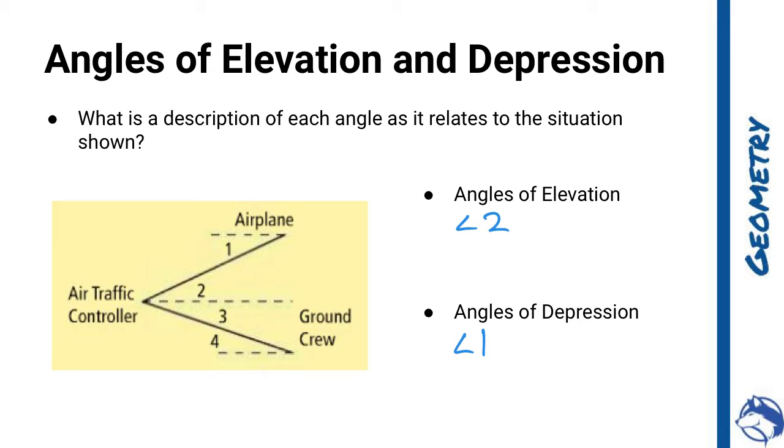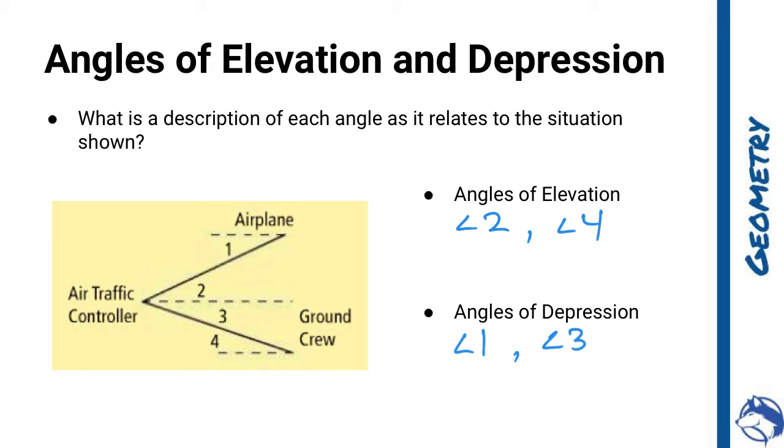The air traffic controller is also looking down at the ground crew, so that's going to be an angle of depression. And then when the ground crew is looking at the air traffic controller, they're looking up, so that's got to be an angle of elevation.